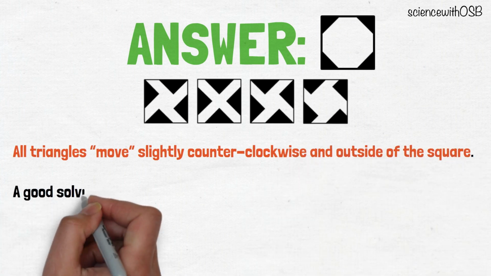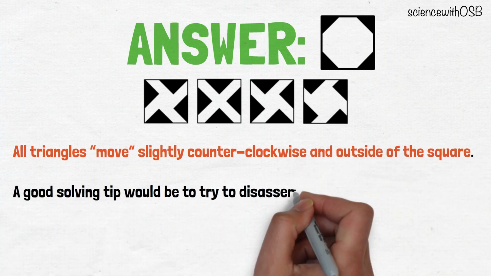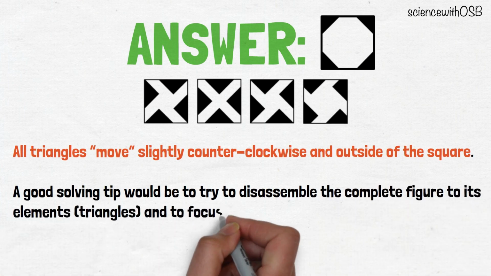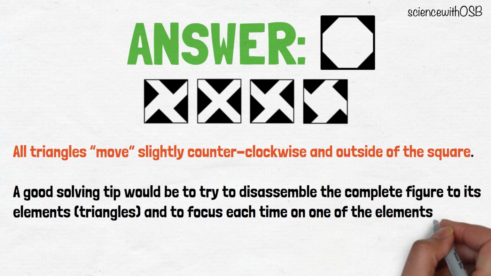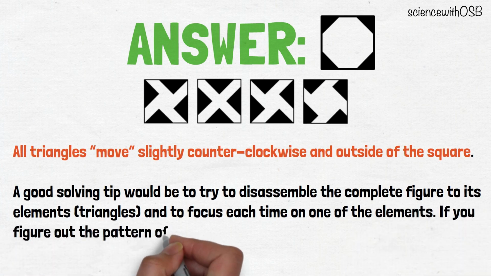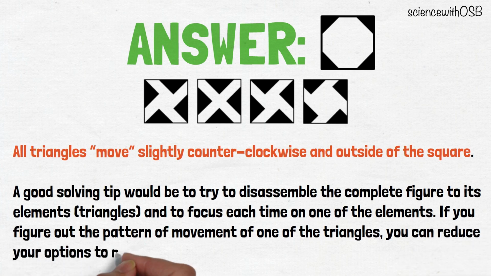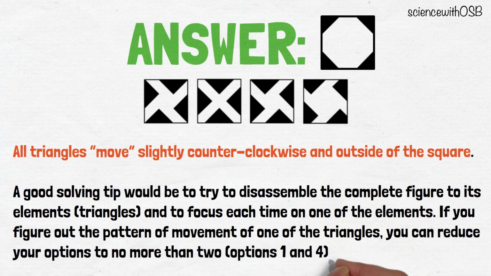A good solving tip would be to try to disassemble the complete figure to its elements, the triangles, and to focus each on one of the elements. If you figure out the pattern of movement of one of the triangles, you can reduce your options to no more than 2. That is, options 1 and 4.